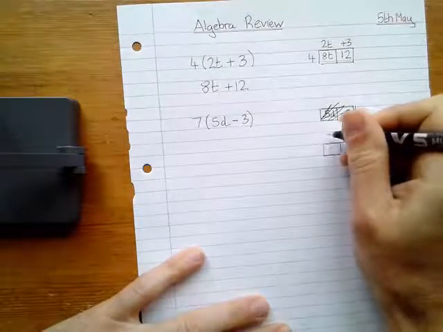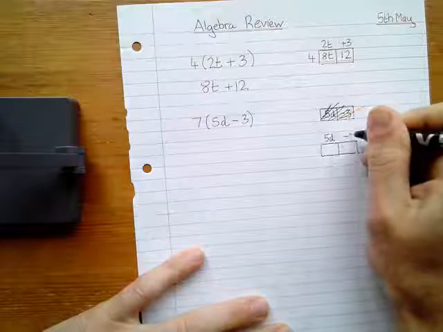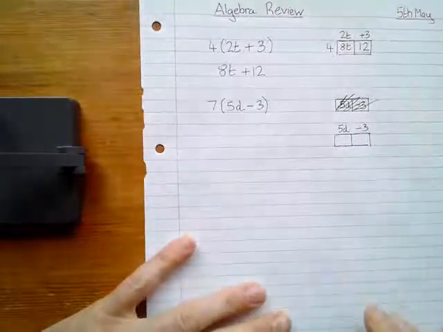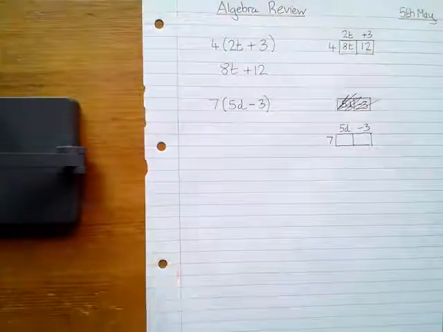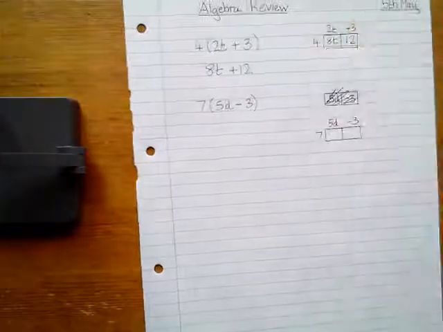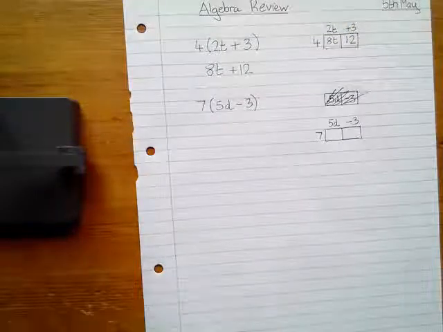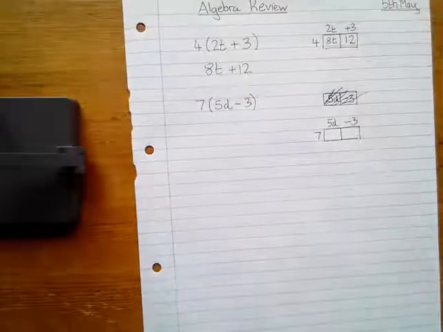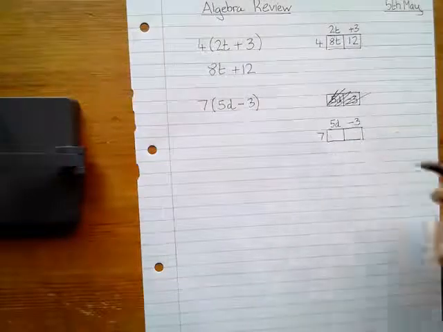So what I meant to do was put the 5d and the minus 3 there like that. And then the 7 goes in front of the box like that, just like I did there. Sorry about that. Right, now anyway, inside the boxes are the answers when you do the multiplication.